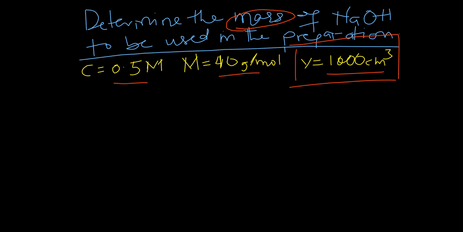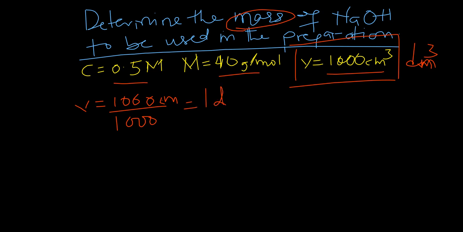So that's the first thing we need to remember. We need to change or convert from cm cube to dm cube. How do we do that? We do that by just dividing by 1000. So our volume, if we want to convert from this 1000 cm cube to dm cube, all we need to do is to divide by 1000. And when we do that, that will give us what? 1 dm cube. So that's the volume we are going to be using.